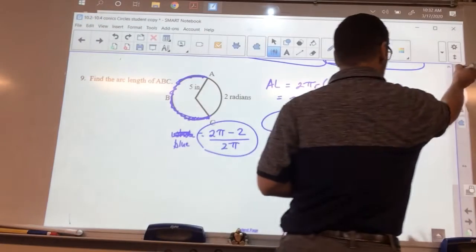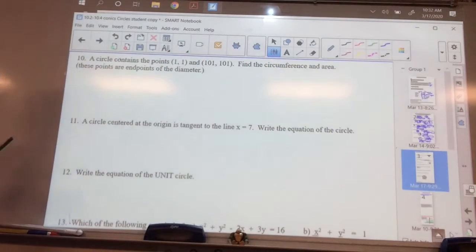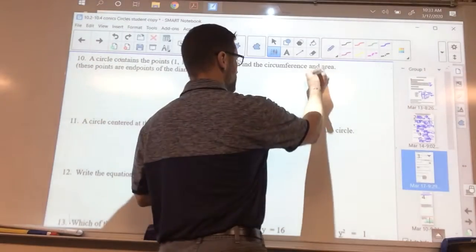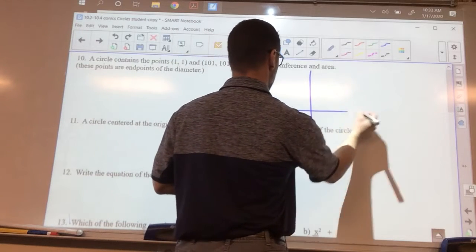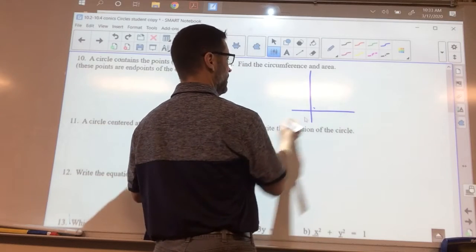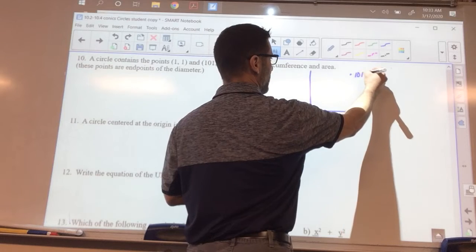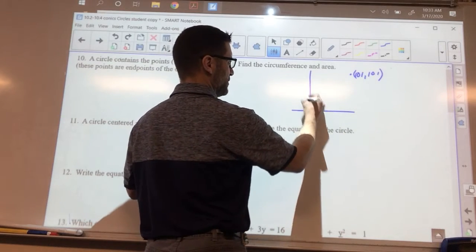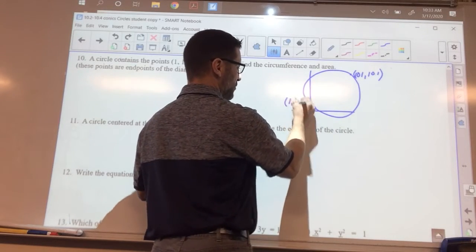All right, page 2, last page we have to do. We'll keep chugging away. A circle contains points. Find the circumference and the area. Again, these are endpoints of the diameter, so I'm going to draw a little picture, and I'm going to kind of draw it like this. This is the point 1, 1, and then 101, 101 puts it right up there. That's 101, comma 101. And this problem, those are endpoints of the diameter, which means the circle goes something like this, and that is the point 1, comma 1.